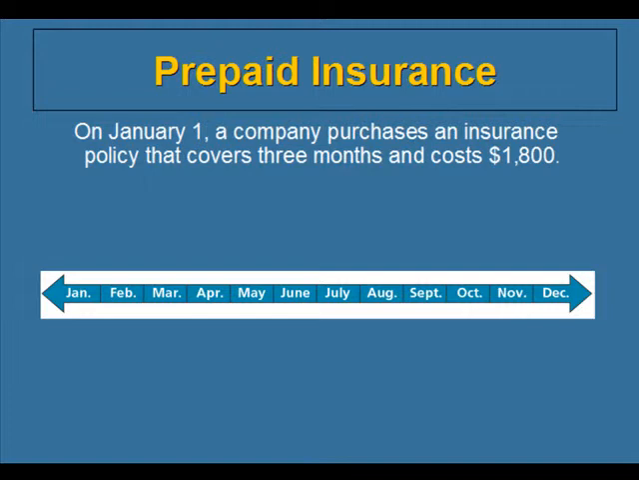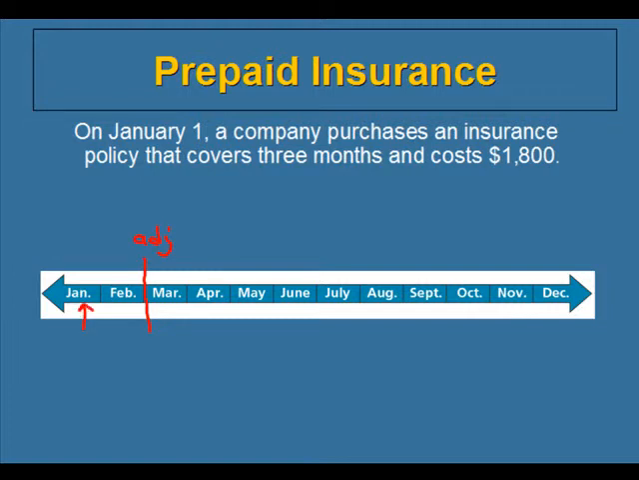It's really important that you're aware of the date that you're making the adjustments. So I'm going to remind myself that this is where we're going to make the adjustment by recording it on the timeline. When you look at the example, it says on January 1st, a company purchases an insurance policy that covers 3 months and costs $1,800.